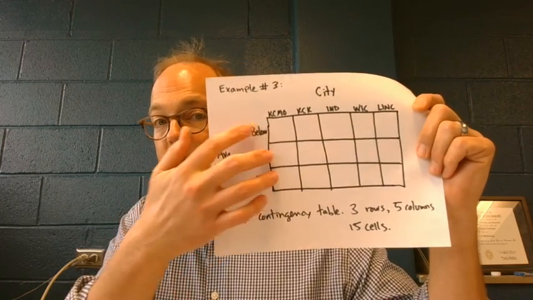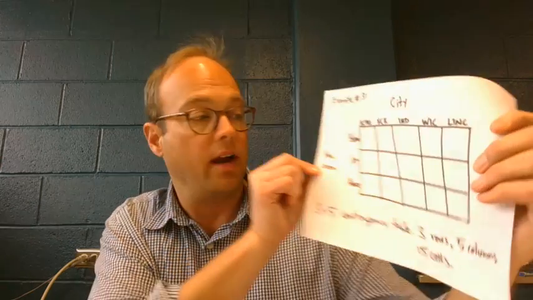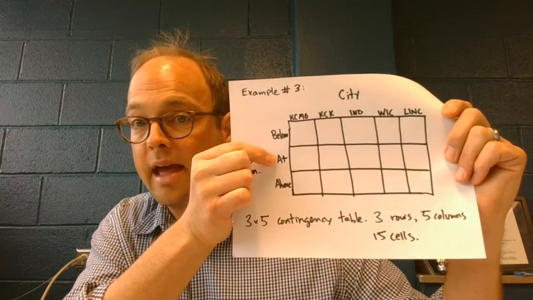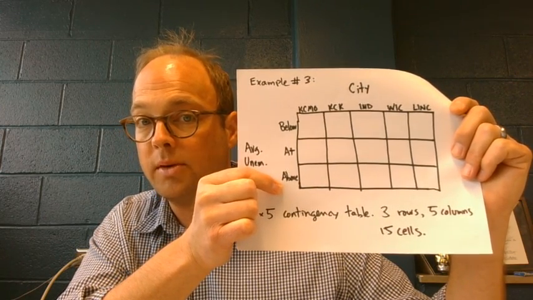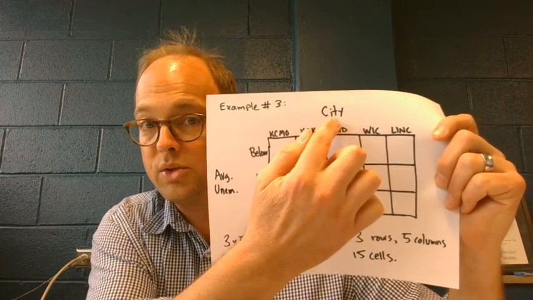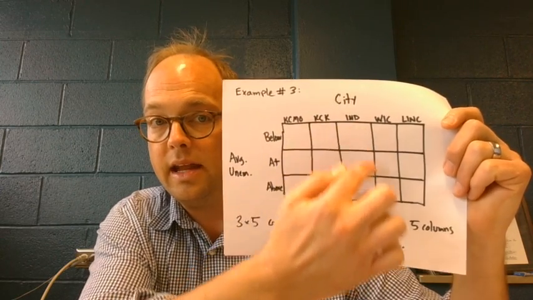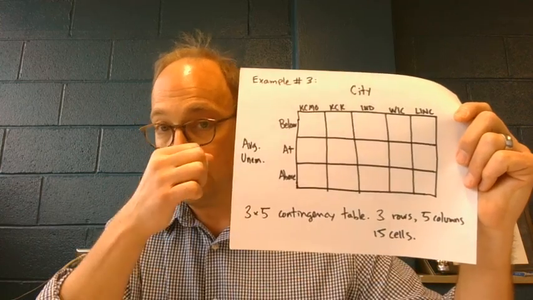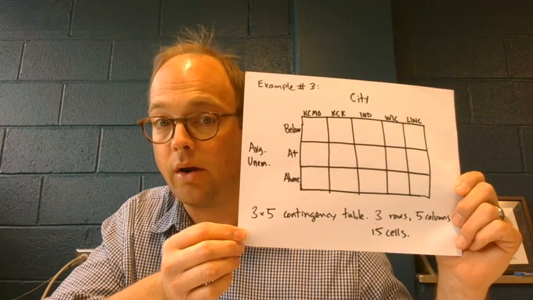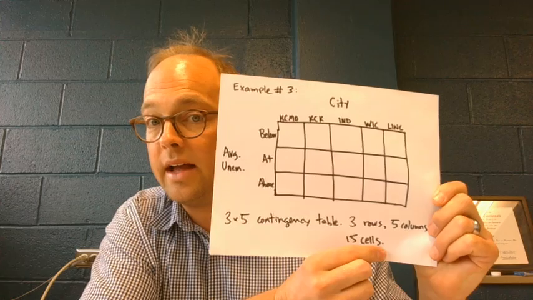It's right here. We've got 3 rows representing the 3 categories of this variable: average unemployment, below the average unemployment rate, at the average unemployment rate, above the average unemployment rate. Those are our 3 rows. And likewise, we have 5 columns, which represent the categories of city: KC-Mo, KCK, Independence, Wichita, Lincoln. This would be referred to as a 3x5 contingency table. There are 3 rows and 5 columns and 15 cells.